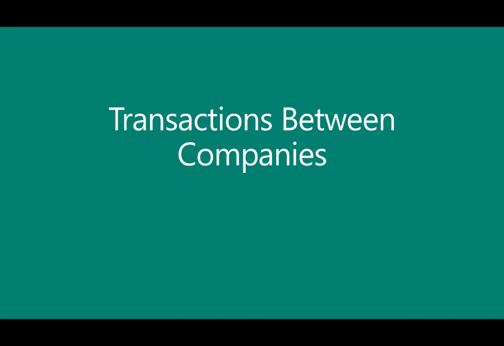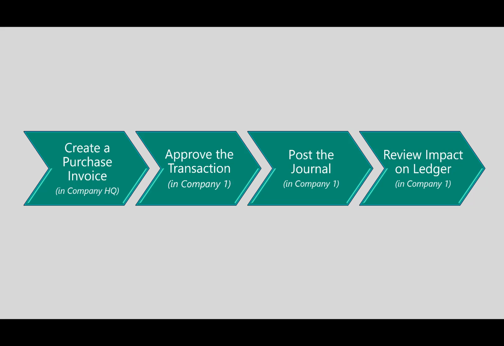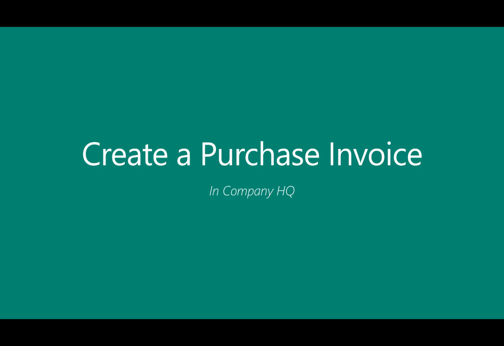Let's take a look at how we would perform that task. In this scenario, we're going to create a purchase invoice in the headquartered main parent company. I'm going to approve that transaction in the subsidiary company. We'll post that journal in the subsidiary and then review the impact on the ledger.